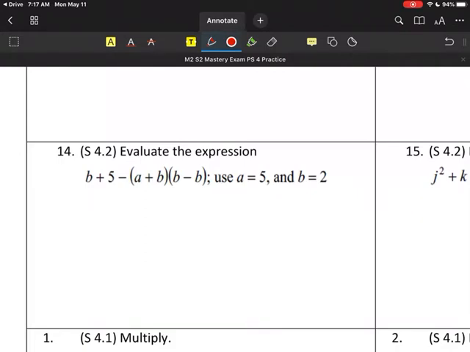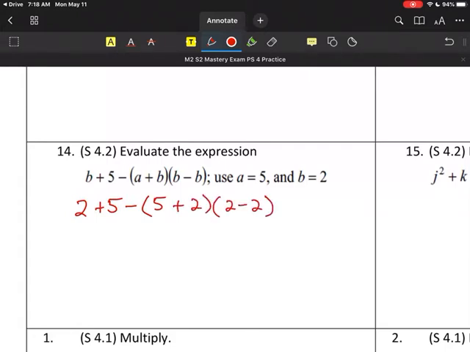So b plus 5 minus (a plus b) times (b minus b), if a equals 5 and b equals 2. So you plug in 5 for any time you see an a, and you plug in a 2 anytime you see a b. So rewrite the problem with those numbers in there. All right. So 5 plus 2, and then 2 minus 2.